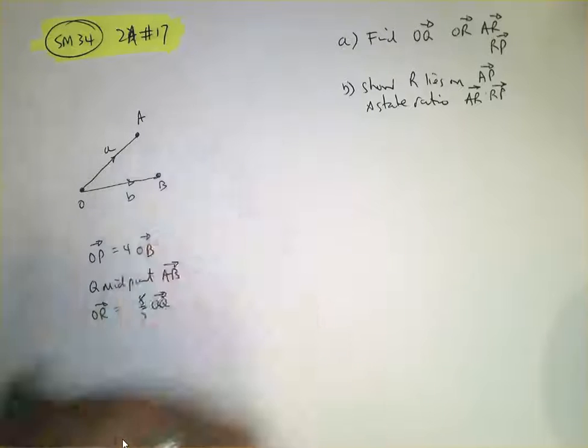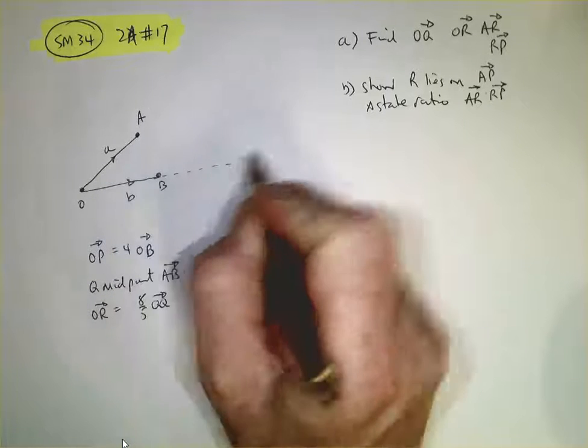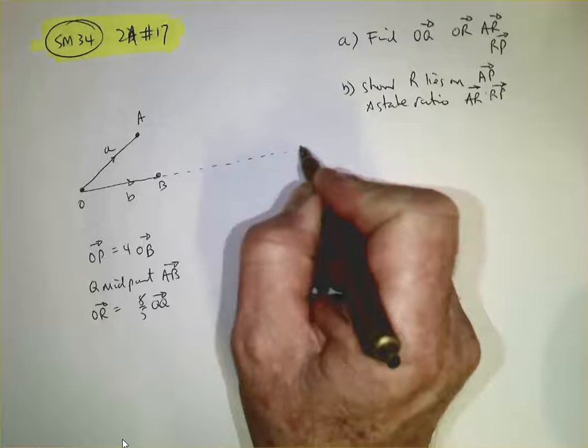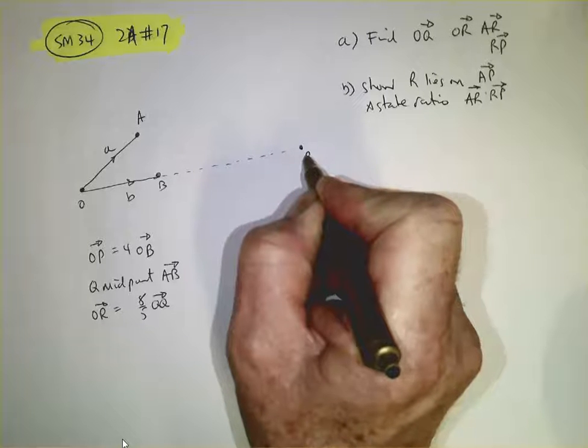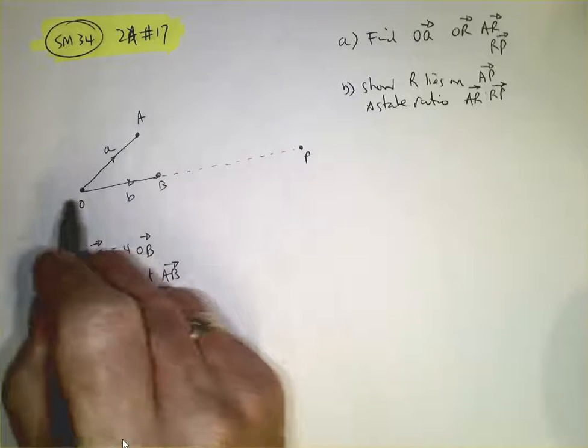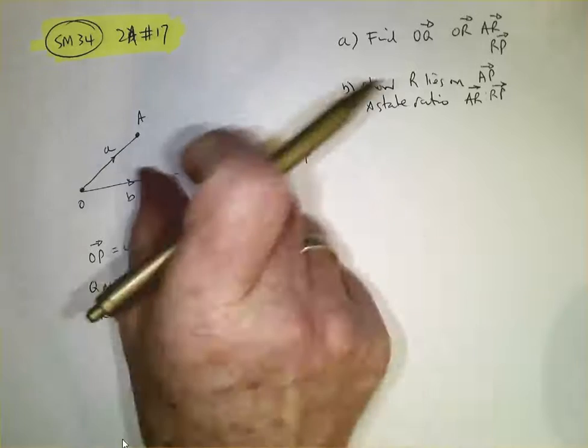OB. Therefore, P is over here somewhere, where O to P is 4 lots of O to B.